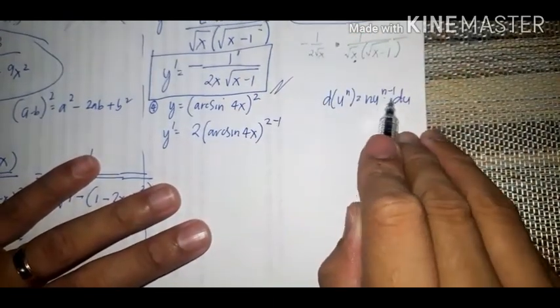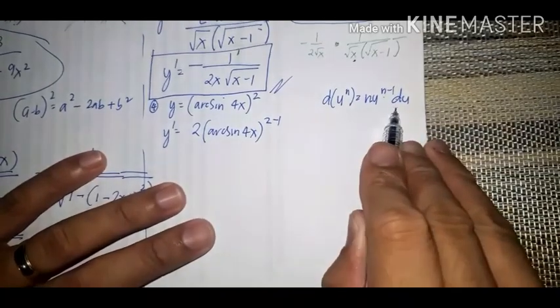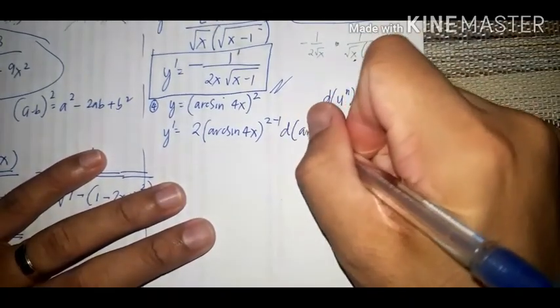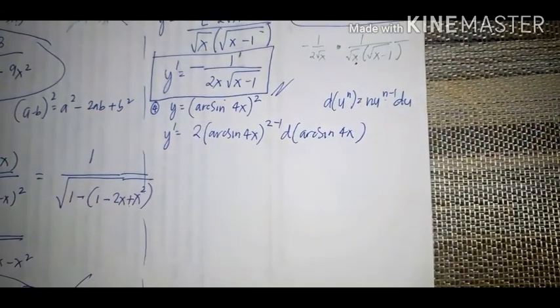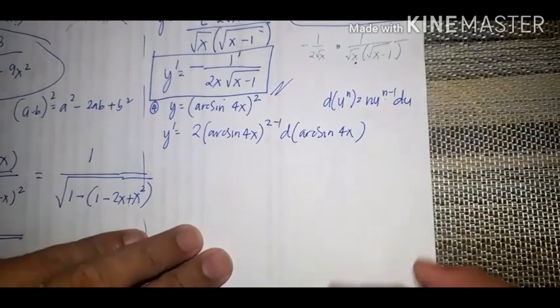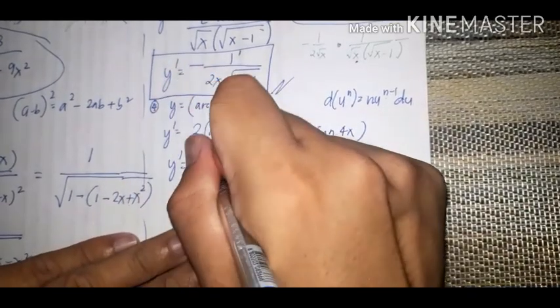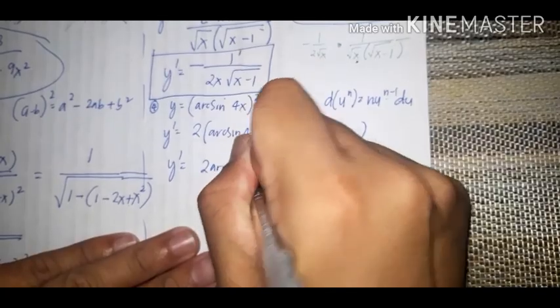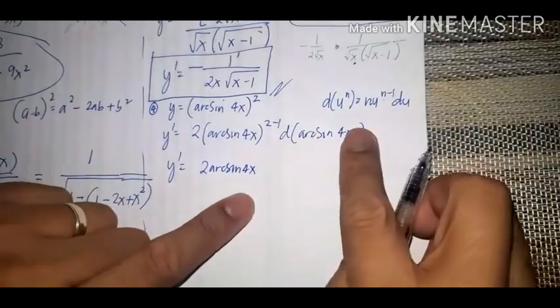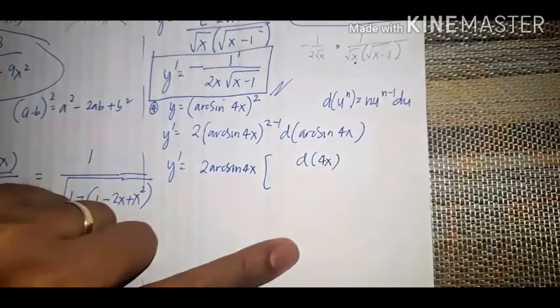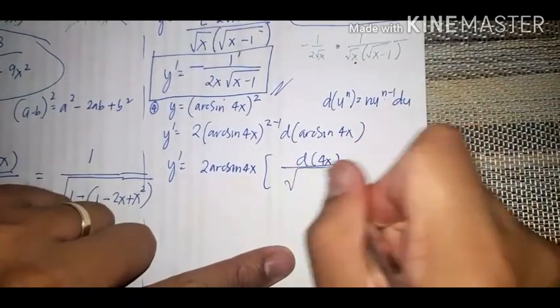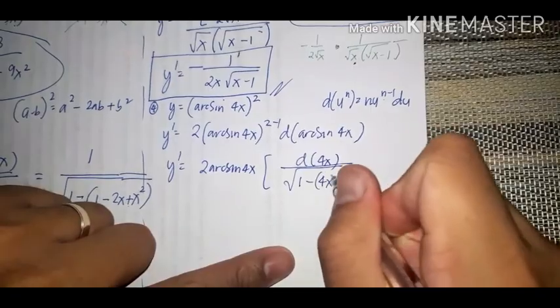2 minus 1. So, that's n minus 1. So, 2 minus 1 times the derivative of u. So, times the derivative of arcsine of 4x. But the derivative of arcsine is du over the square root of 1 minus u squared. So, y prime here is 2 arcsine 4x, 2 minus 1 is 1, so, times the derivative of 4x over the square root of 1 minus 4x squared.